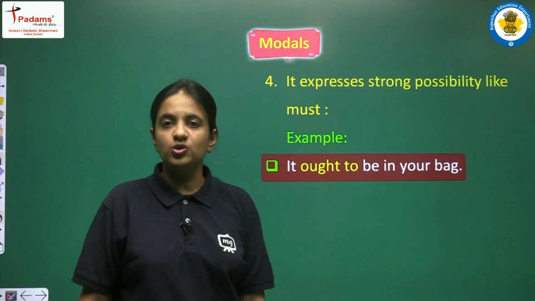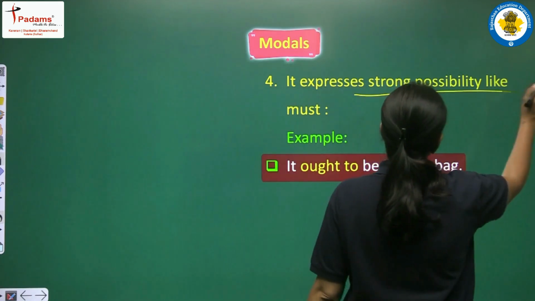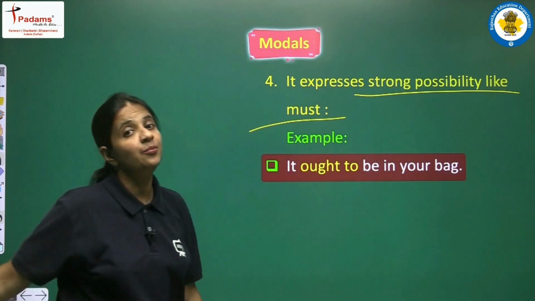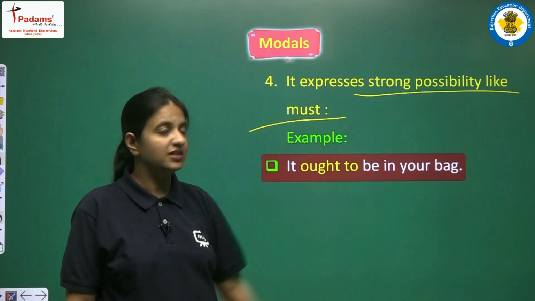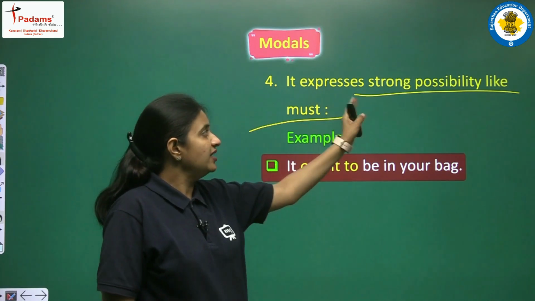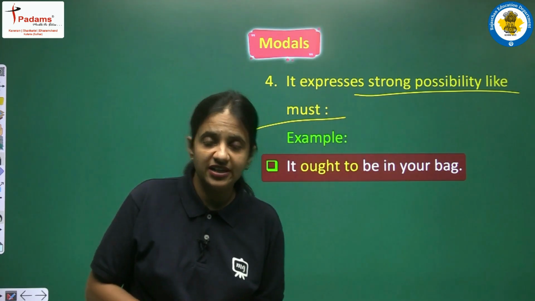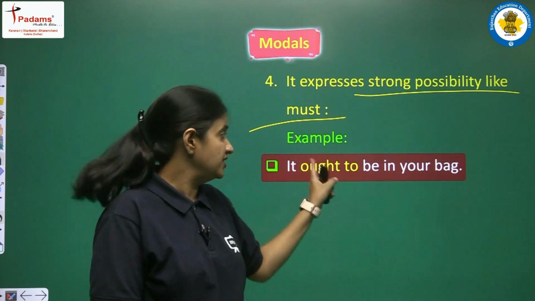Now we have one more use of ought to. It expresses a strong possibility, just like must. Must is also one of the modals that we will read further. So another use of ought to is that with its help we can express a strong possibility, just like we express with the help of must. Let's see the example.